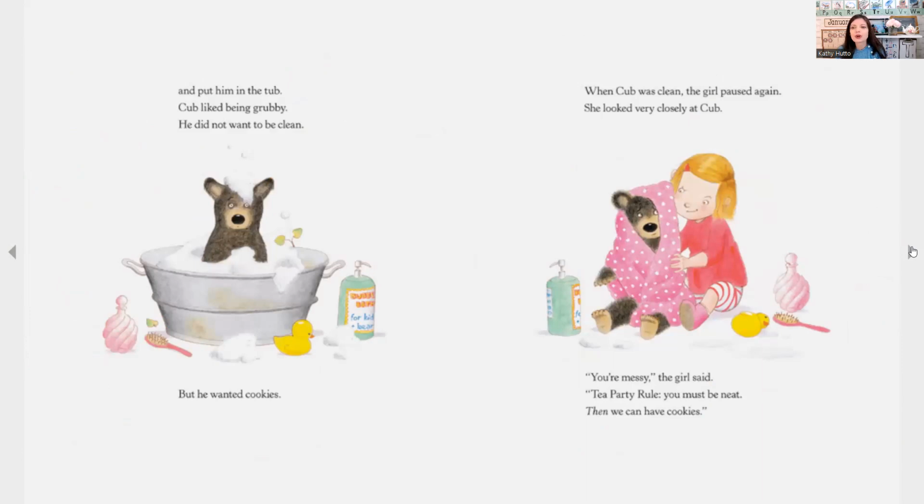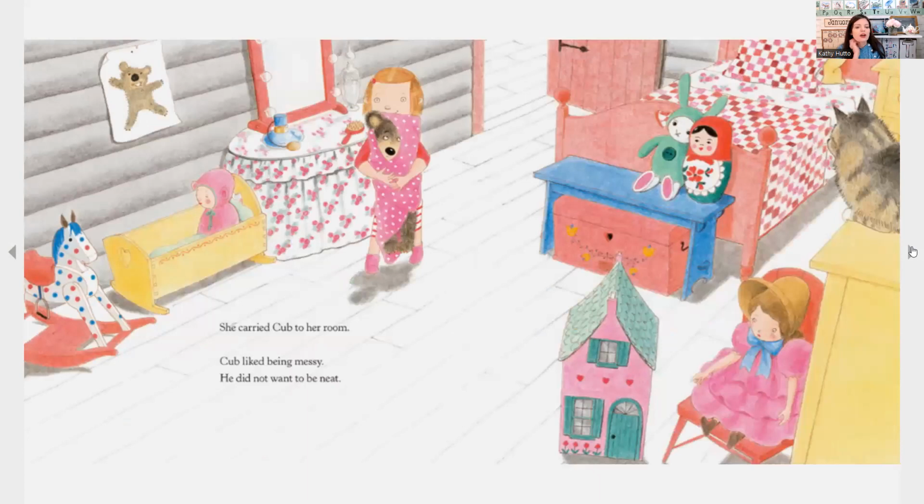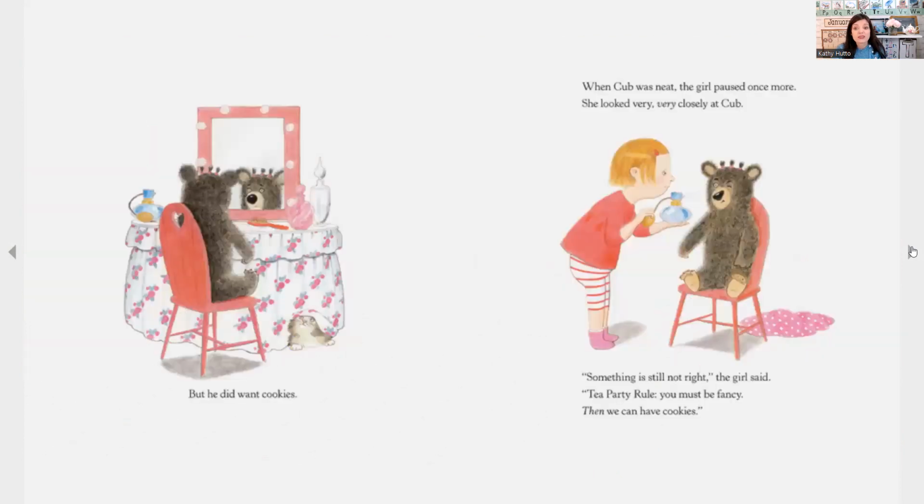When Cub was clean, the girl paused again. She looked very closely at Cub. "You're messy," the girl said. "Tea party rule, you must be neat. Then we can have cookies." She carried Cub to her room. Cub liked being messy. He did not want to be neat, but he did want cookies. When Cub was neat, the girl paused once more. She looked very, very closely at Cub. "Something is still not right," the girl said. "Tea party rule, it must be fancy. Then we can have cookies."